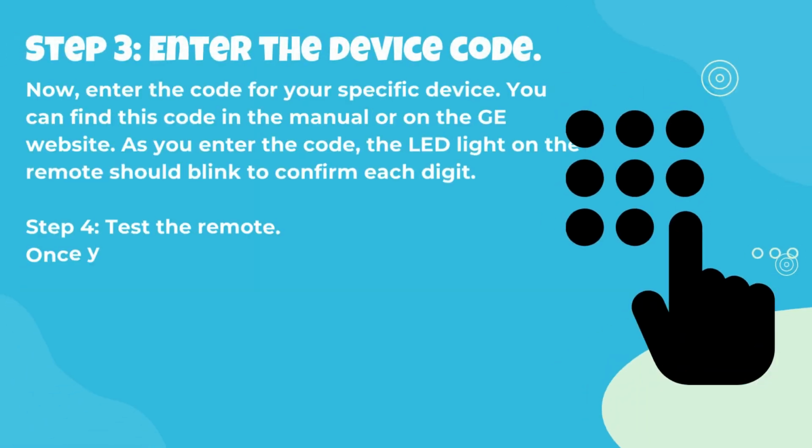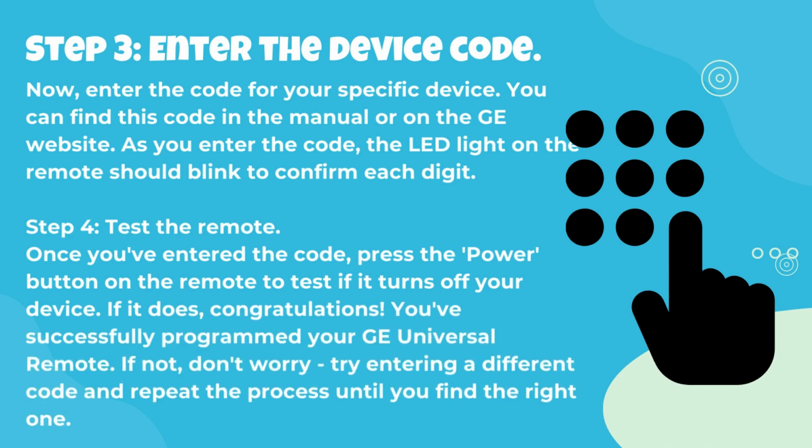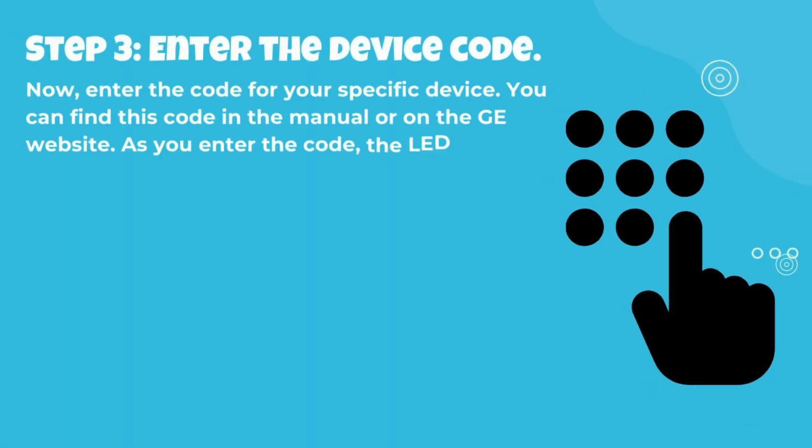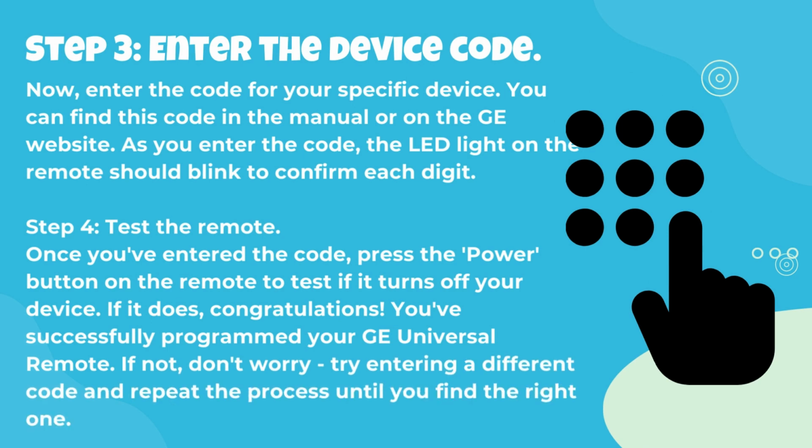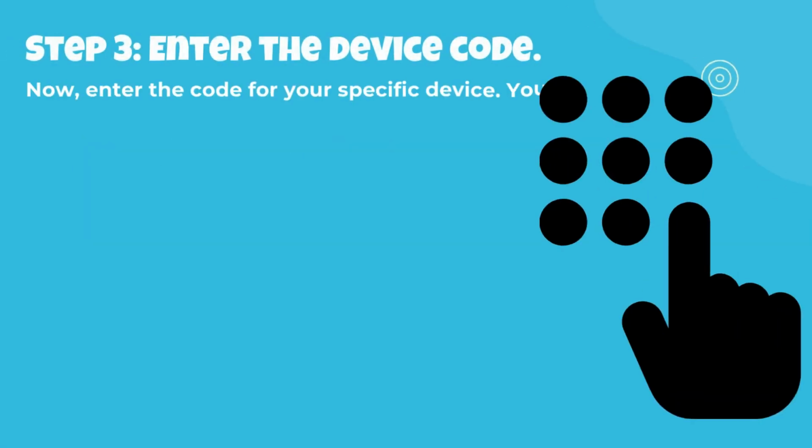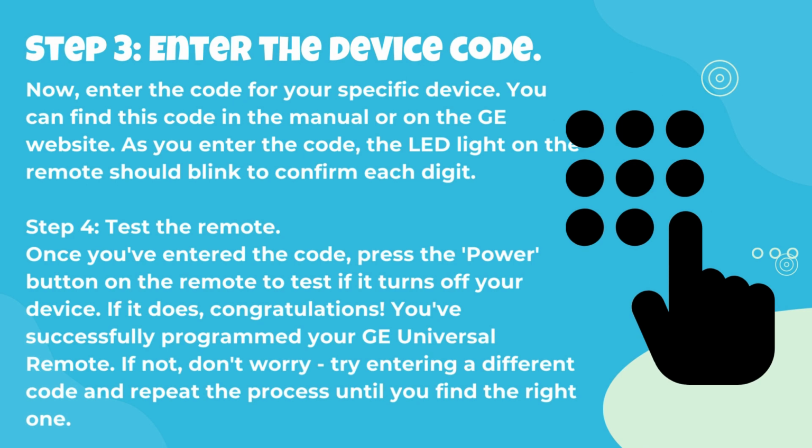Step 3. Enter the device code. Now, enter the code for your specific device. You can find this code in the manual or on the GE website. As you enter the code, the LED light on the remote should blink to confirm each digit.